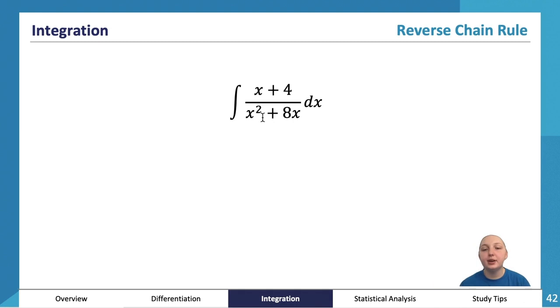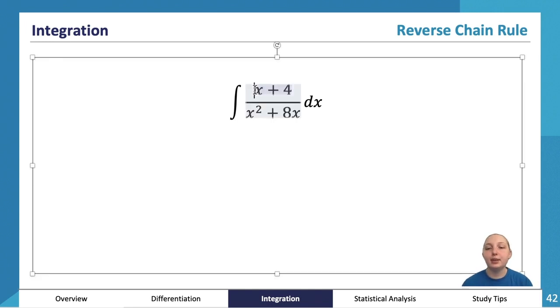So what we need to do here is think about what we need to do to the numerator in order to make it the derivative of the denominator. First of all, the derivative of our denominator is going to be 2x plus 8. So we need to multiply the numerator by 2 in order to have the derivative on top.